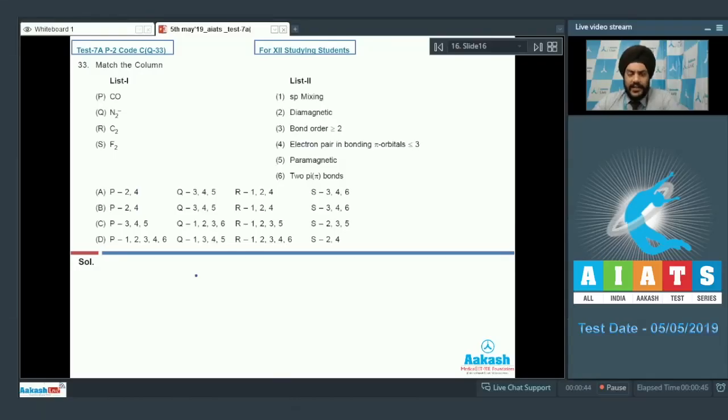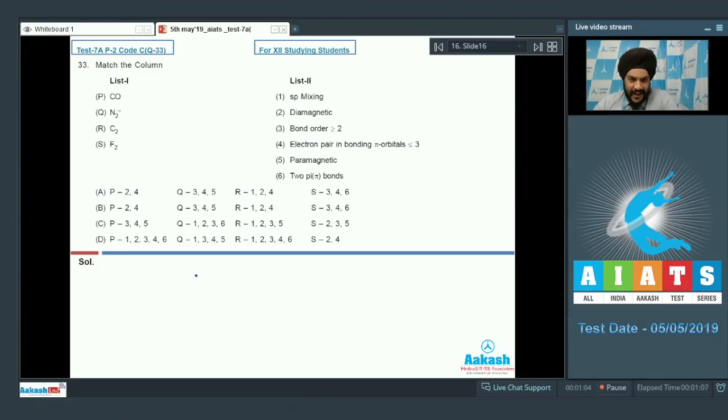Let us look at the next section, students. This section contains 4 matrix match the column type questions. So entries given in list 1 have to be matched with entries given in list 2, and 4 options have been given to us related to these matches, and we have to select the correct option depicting those matches. So let us look at question number 33 now.